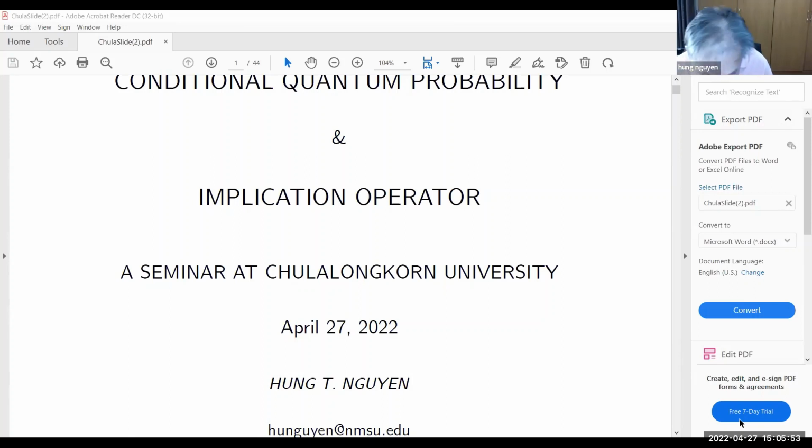Suppose that at time t, the system is in a state rho and an event A occurs. The question: what will be the new state of the system? Something happened. What happened to the state? The rule states that the system will be in the state given by a formula that we will discuss in this talk. So the foundation of quantum conditional probability, the topic of today, is based on the Luders rule. Attention: a law, a postulate, or a rule is not a theorem. It is something that someone thinks about and then tests and confirms, consistent with what we observe.